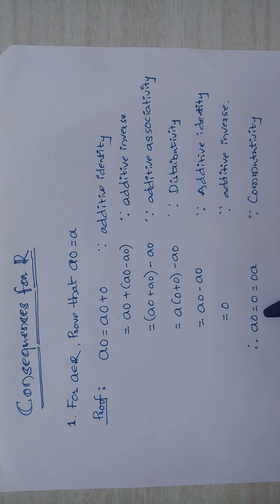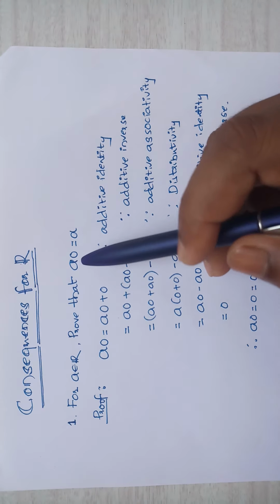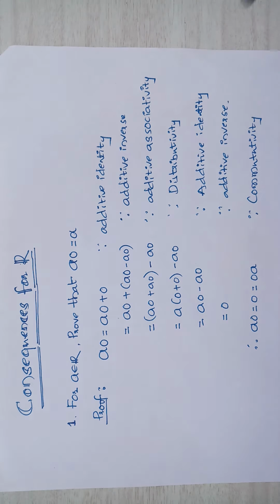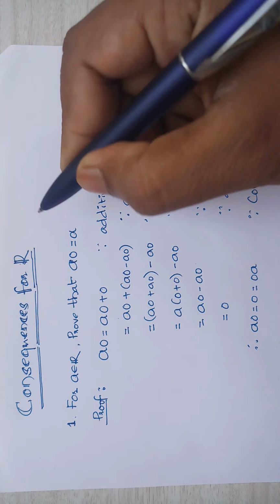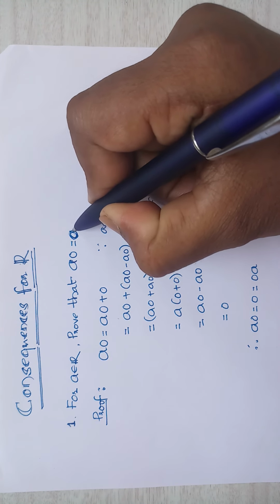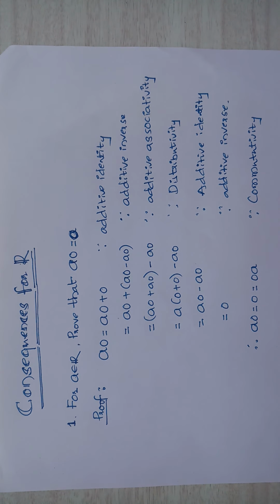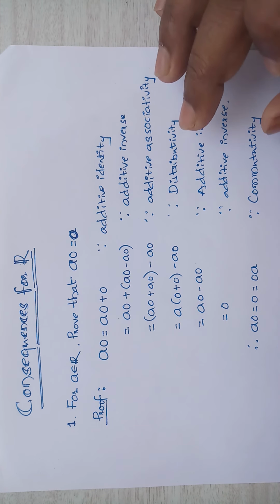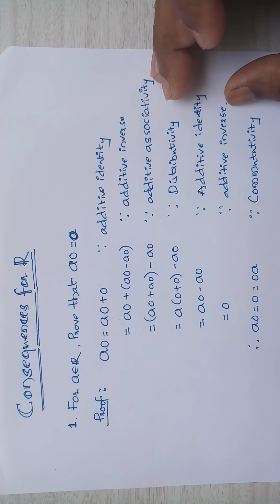Therefore A0 is equal to 0. And using the commutative property we can write A into 0 is equal to 0 into A. So in both cases we get the value 0. Therefore A into 0 is equal to 0, or 0 into A is equal to 0, not A. This is a simple property. So using identity law, inverse law, associative law and distributive law we have proved this result.